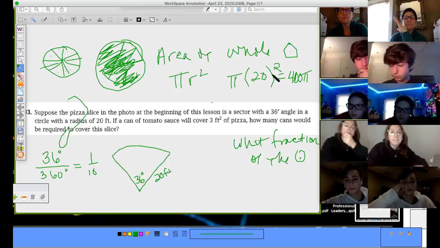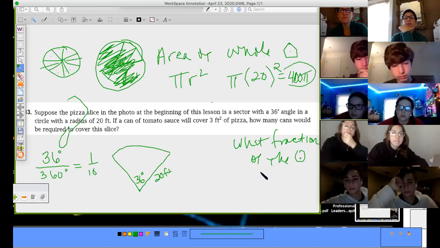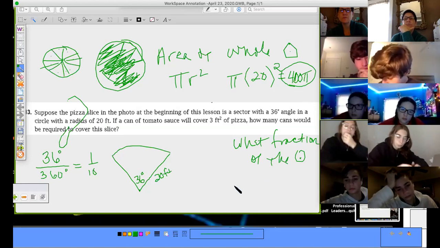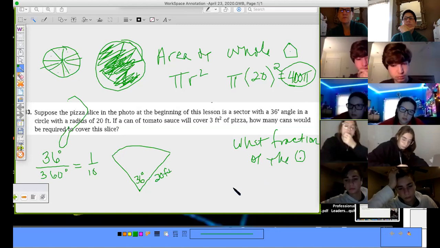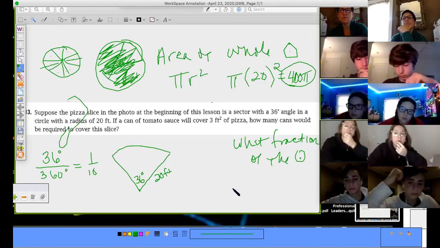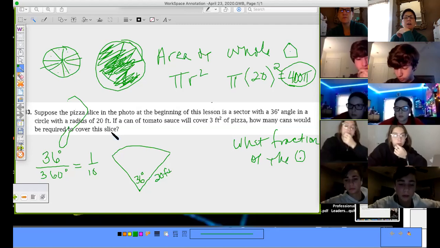So in other words, where am I going to go from here? Who can tell me what I can do from here? I have the total area of 400 pi. What am I going to do to find out the area of just this slice? Anthony, what am I going to do? Wait, for which one? The 36 degree one? Yeah, I'm trying to figure it out, because this is like a giant slice that they're talking about.